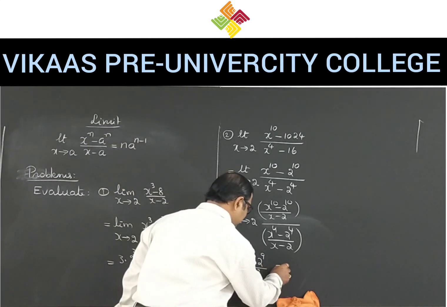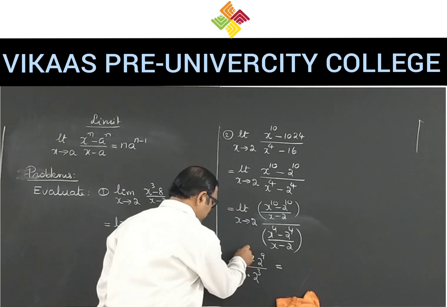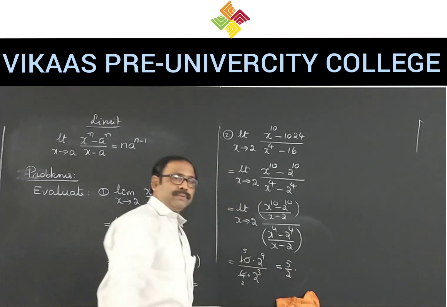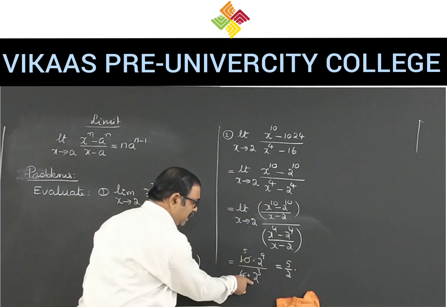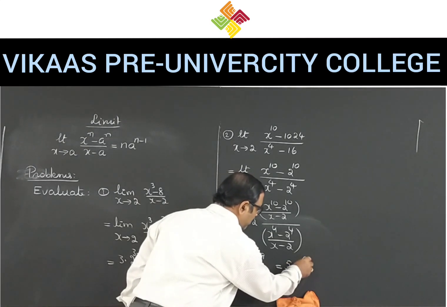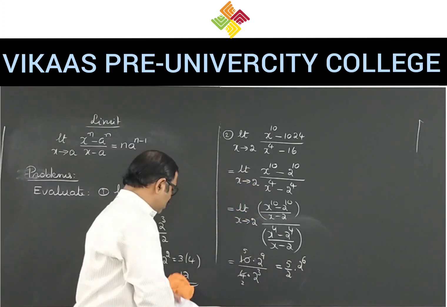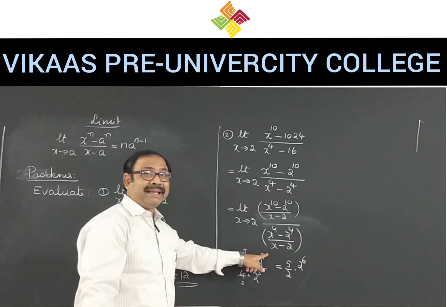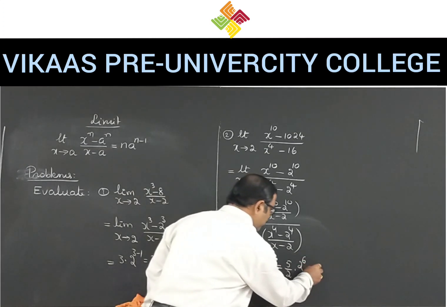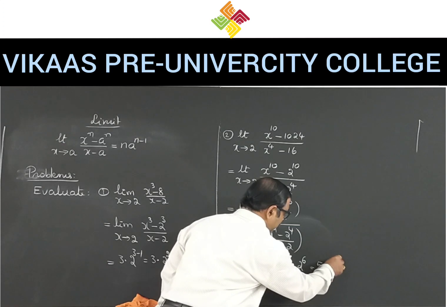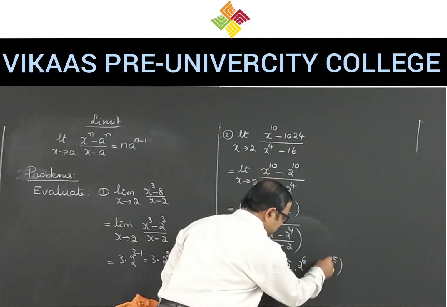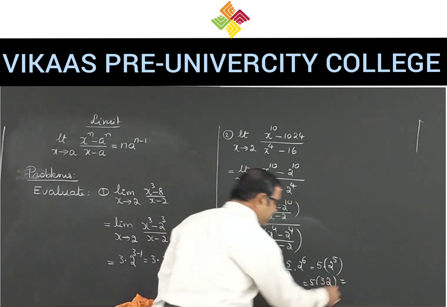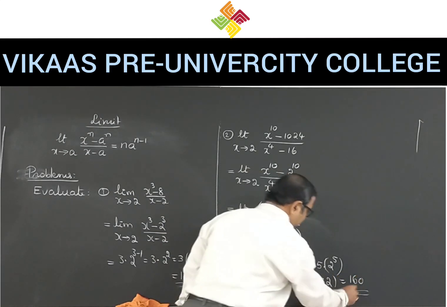Now this is nothing but 5 by 2 into 2 power 9 by 2 power 3, which is 2 power 6, correct? 2 to the power 9 minus 3. Again, 2 power 1 cancels, so 2 power 5. This is 5 into 32, so this is nothing but 160.